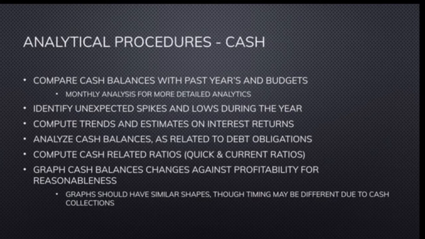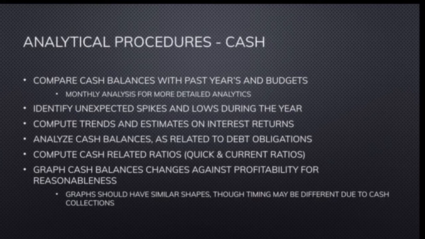You'll analyze those cash balances against debt loans or covenants to make sure that we haven't slipped below the requirements that could potentially incur penalties or even potentially loss of that credit line. You're going to compute cash related ratios like the quick ratio or the current ratio, compare it to industries, compare it to prior years of that company. Do they make sense? You'll graph the cash balance changes against profitability.